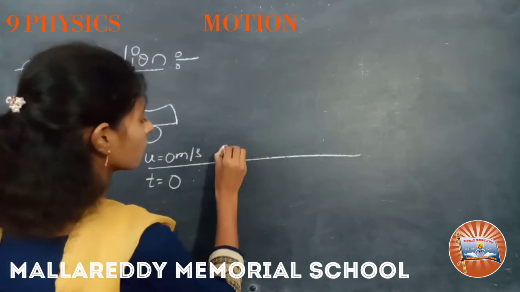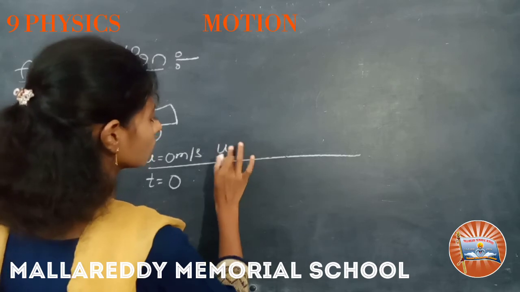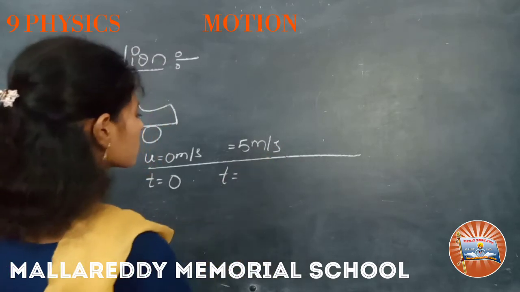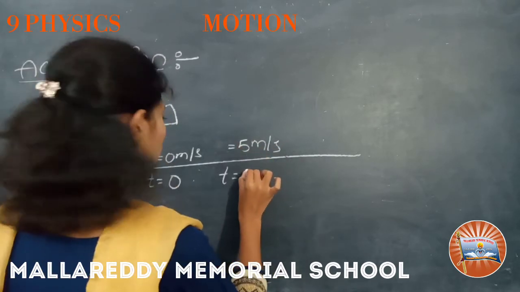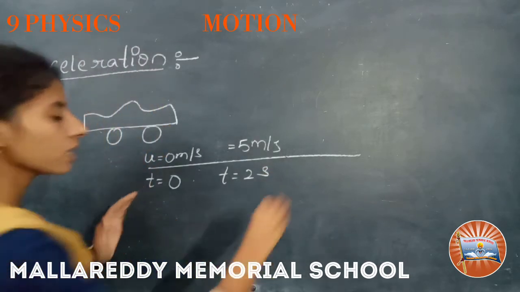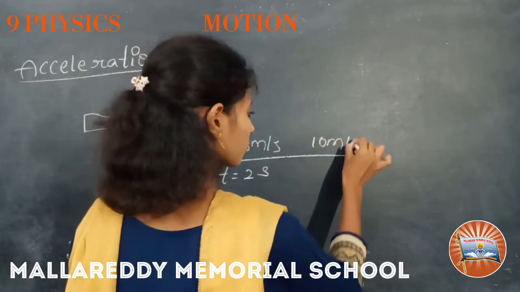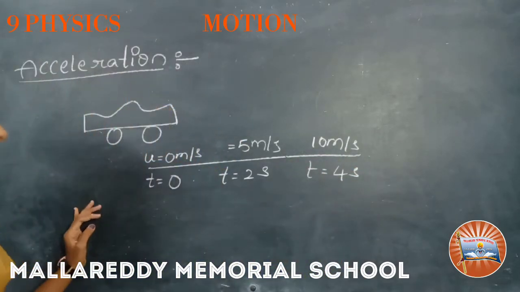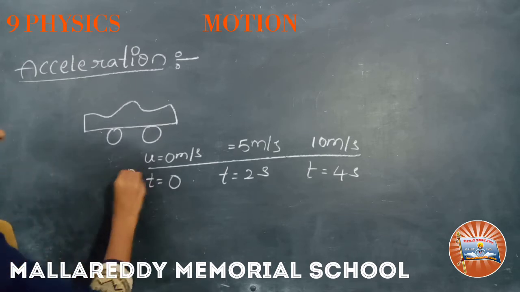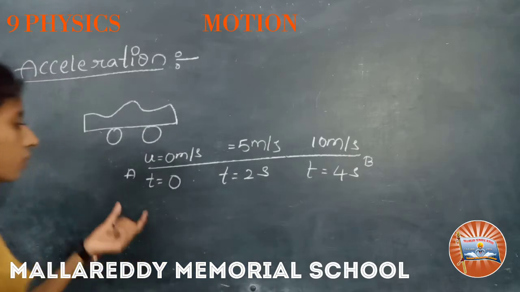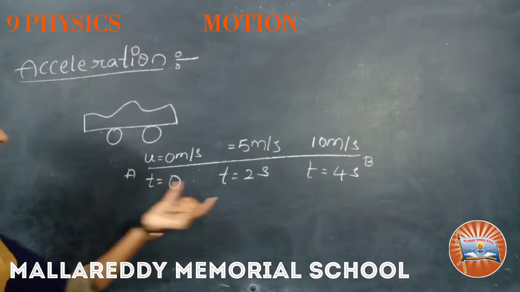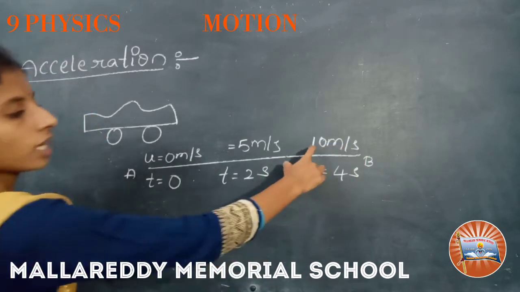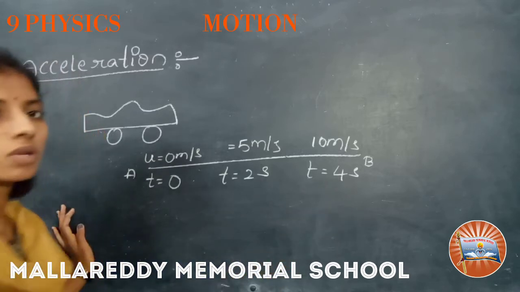After some time it has traveled some distance, with 5 meter per second and time of 2 seconds. Finally it stops here at 10 meter per second, and the time is, for example, 4 seconds. Assume this is point A and point B. From point A to point B the car has traveled, the final velocity is 10 meter per second and the time is 4 seconds here.